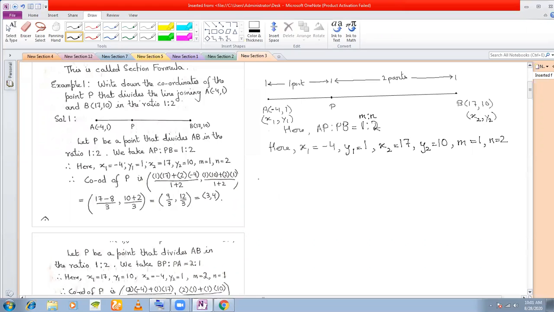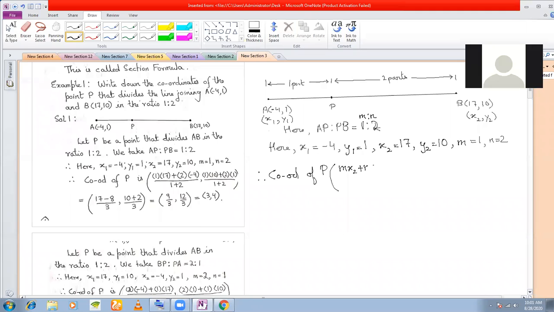Therefore from the section formula, what are the coordinates of P? mx2 plus nx1 by m plus n.